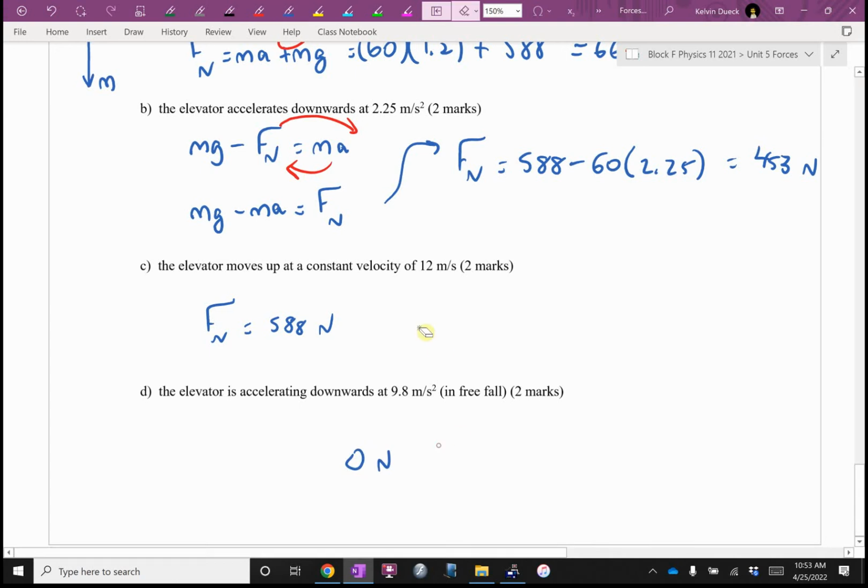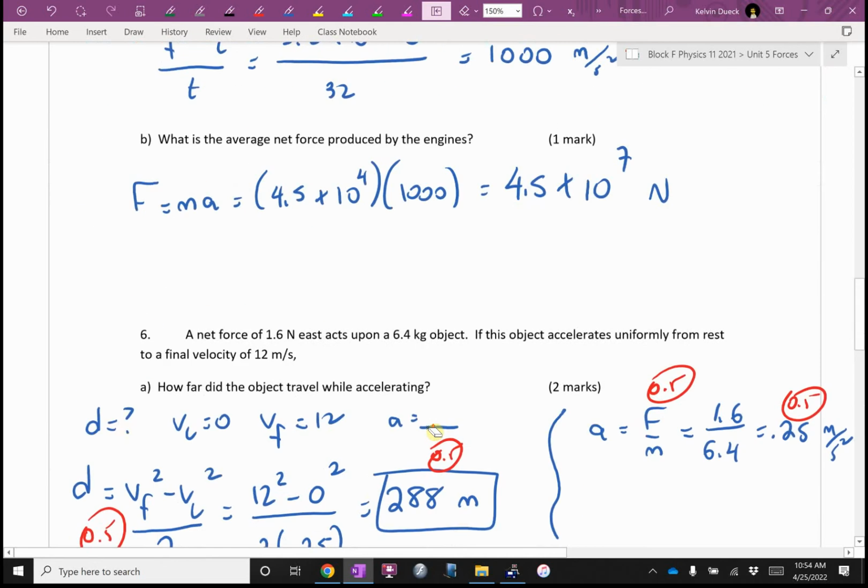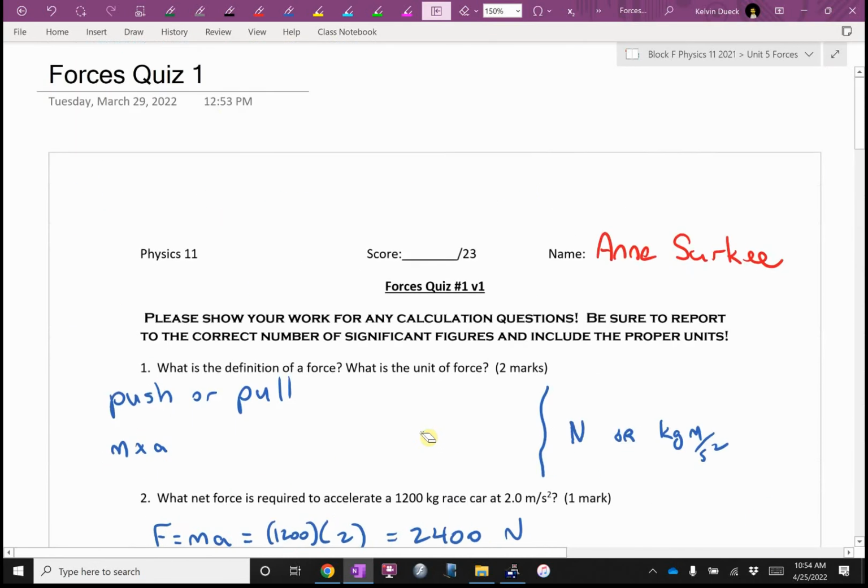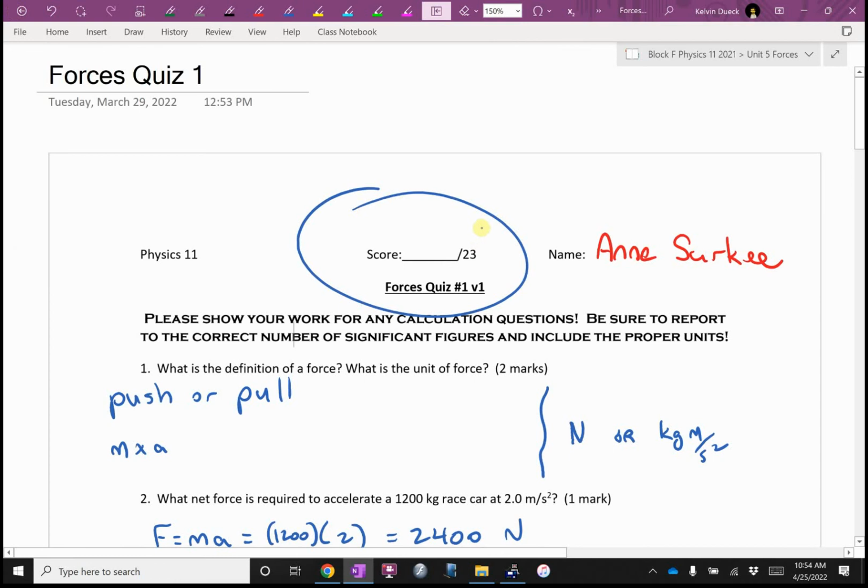So for these two, it's going to be 2 marks, kind of an all or nothing. If you can give yourself a lovely score out of 23, if you need to lawyer with me, now is the time.